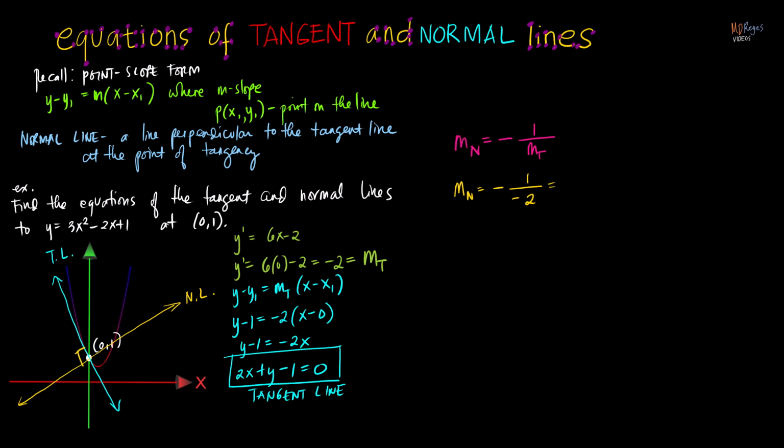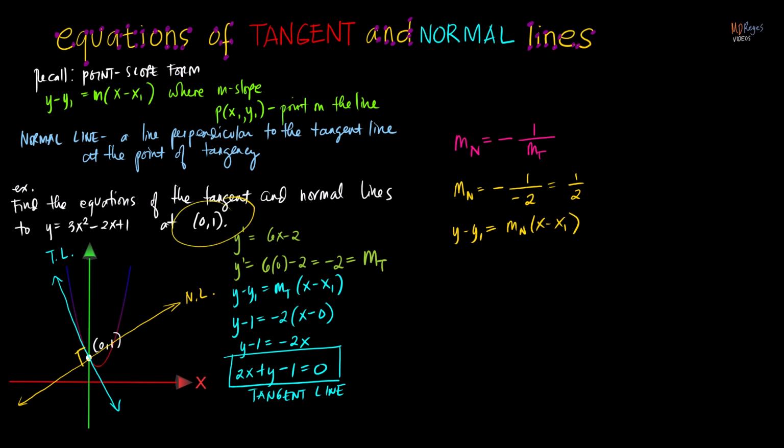Okay, and that is equal to positive 1/2. So they are just the relationship between the two slopes. They are just the negative reciprocal of each other. Alright? So for the equation of the normal line, we'll use y minus y sub 1 equals the slope of the normal line times x minus x sub 1.